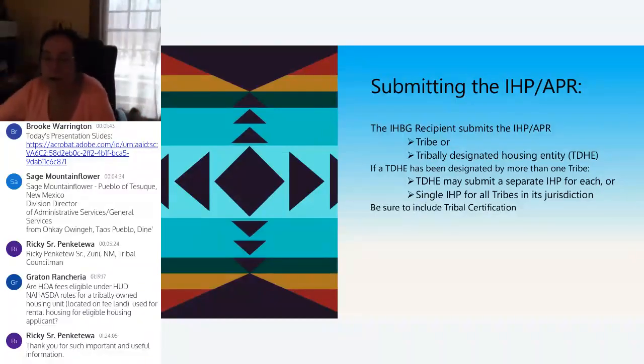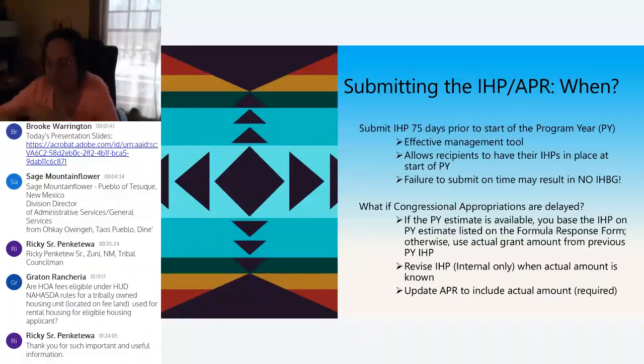Okay. If it's a single IHP for all the tribes within the jurisdiction, you have to make sure that you have tribal certifications from your tribes allowing you to submit that. So you submit your IHP 75 days prior to the start of your program year. Okay. It's supposed to be an effective management tool. It allows you to have them in place by the start of your program year. If you don't get it done, you could lose your money for a year.